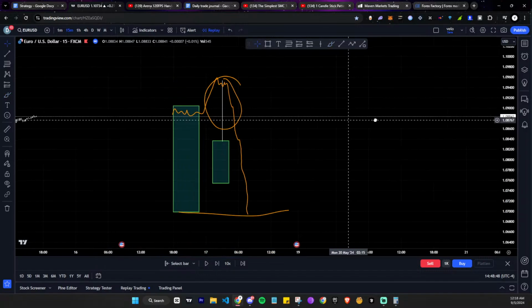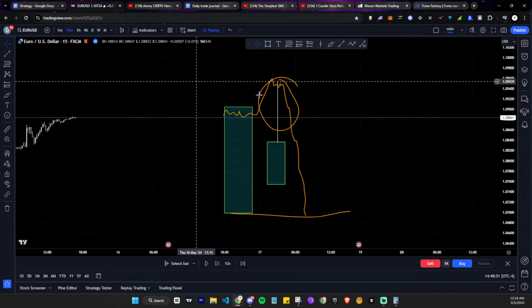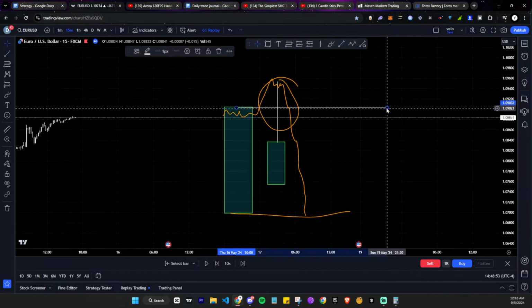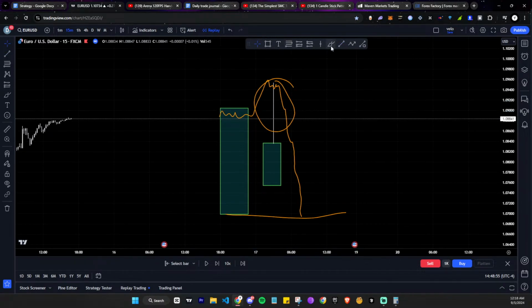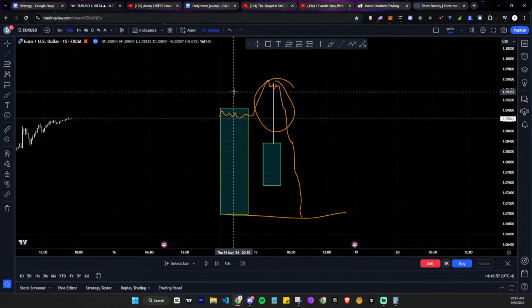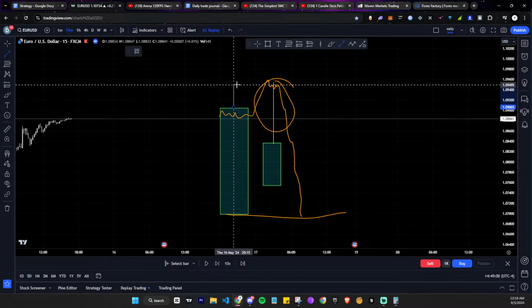Okay, so basically this is the gap PT area manipulation because this is going to be the swing high. If there's a wick above this, that's also applicable. So let me just show you guys. As you can see, if I do this, there we go.